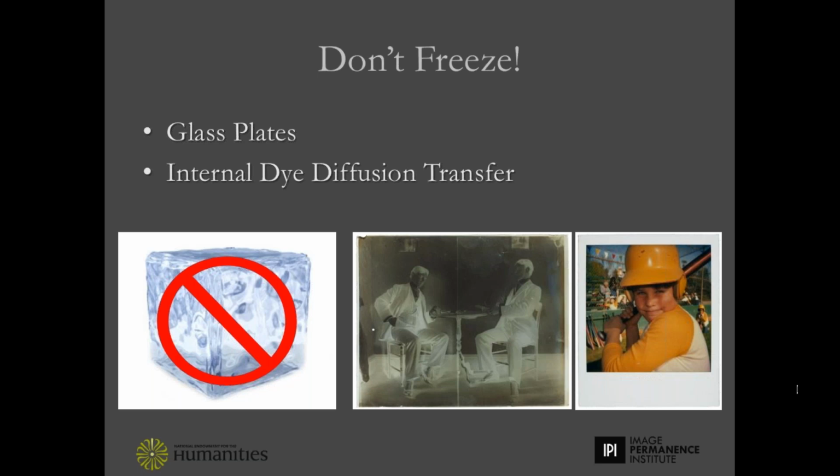Instant internal dye diffusion transfer prints, that's your Polaroid SX-70 and your Kodak and Fuji equivalents, also should not be frozen. So again, that's another thing where your process ID comes in handy to know that these color prints don't freeze. The reason is there are lots and lots of layers in there, as well as those unreacted chemicals. Everything is still trapped inside of here. And things get really, really brittle when they're frozen. So when these freeze, you actually get a lot of cracking of all of those layers. Some of them actually crack when they get frozen, so it's not so great.